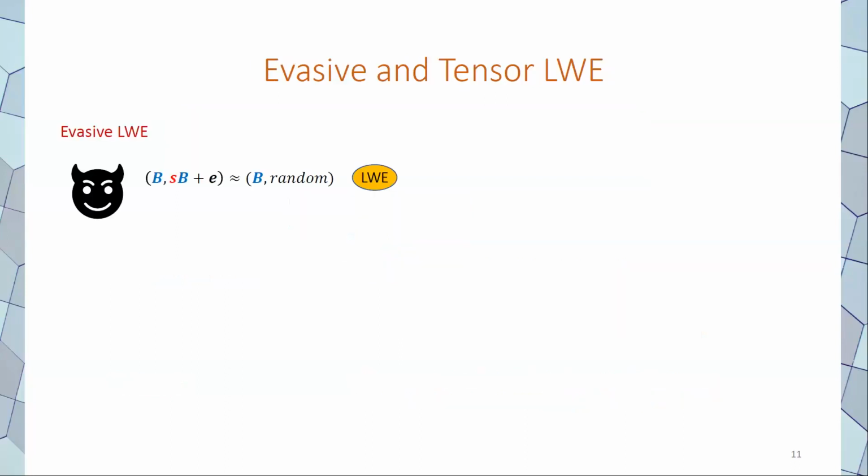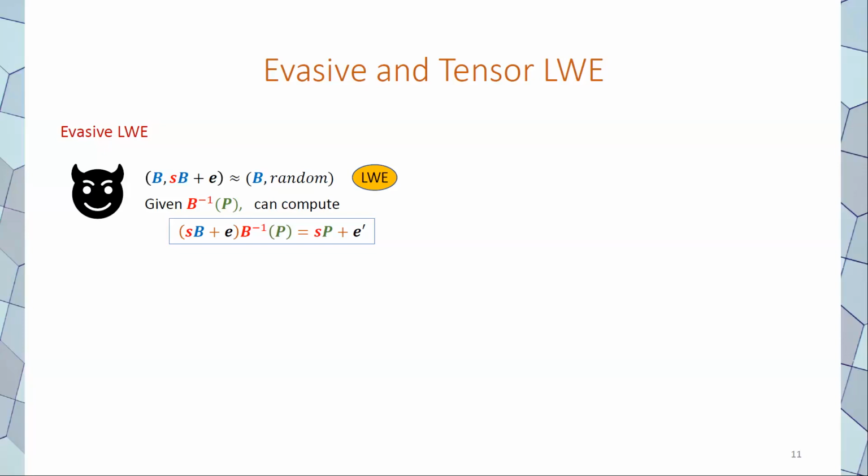Now, evasive and tensor LWE. So evasive LWE is defined as follows. We know LWE. LWE basically says that given a random matrix B, SB plus E, where S is a secret, is pseudo-random. Now, suppose the adversary is also given a short pre-image with respect to B for some arbitrary matrix P. Then, of course, the adversary can perform the following computation. It can take the product of B inverse P and SB plus E.